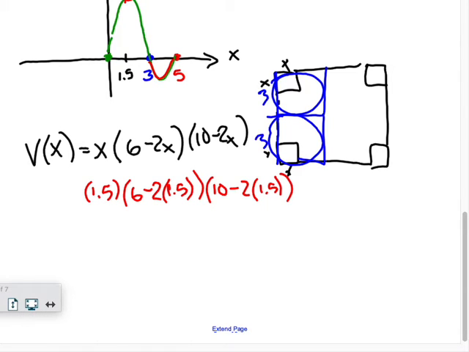So you're going to go through and do the math for that problem. Take your time, be methodical. I'm going to do it right now. So 1.5 times 6 minus 1.5 times 10 minus 2 times 1.5 is 31.5. So this gives me a total volume of 31.5. I'm not sure what the units are. Let's look at the units: inches. So this would be inches cubed here, right?